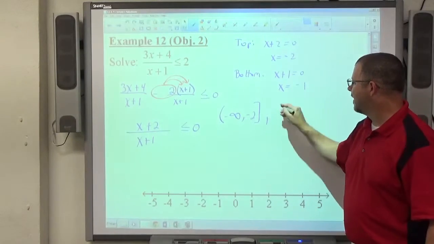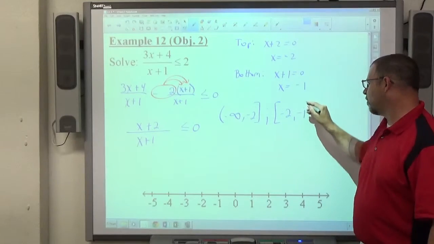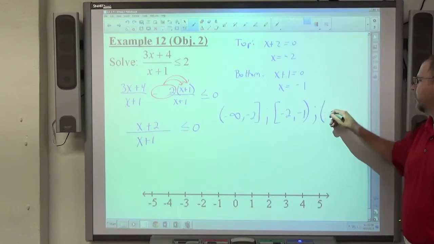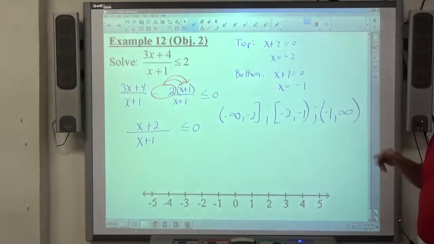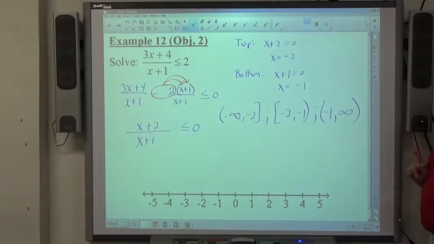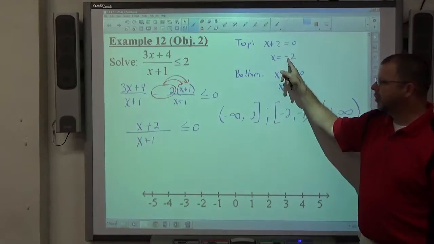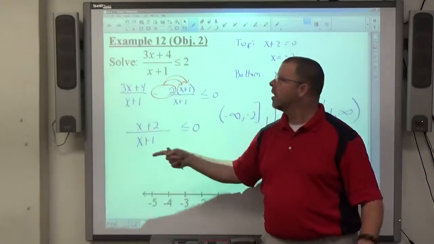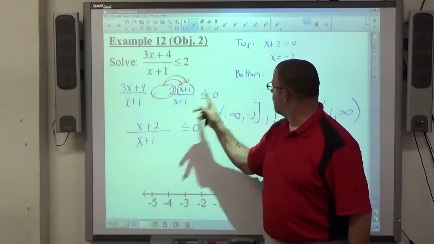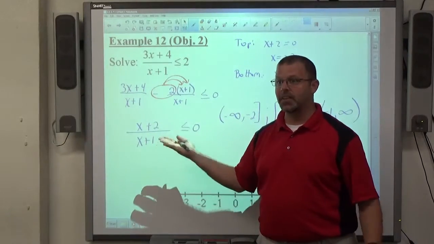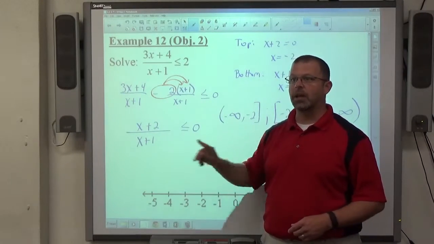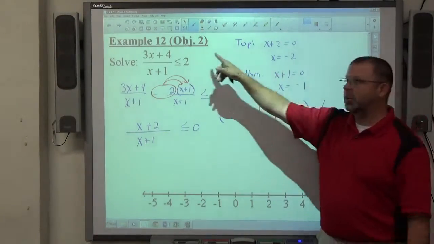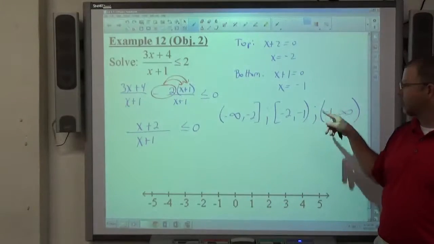I'm going to go from negative 2 bracket to negative 1 parentheses. And I'm going to go from negative 1 in parentheses up to infinity parentheses. And the reason why, if the top equals 0, I get 0 over negative 1, which is 0, which is a number, right? If the bottom equals 0, I got 1 over 0, which is undefined. It doesn't exist. I can't actually put negative 1 into this problem. So I've got to put an open circle. Even though it says equals to, it can't equal anything at negative 1, so I've got to know that.